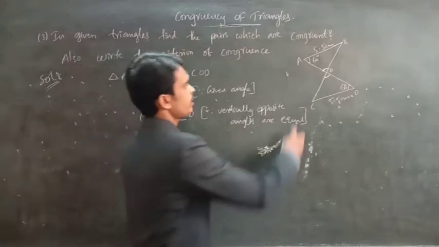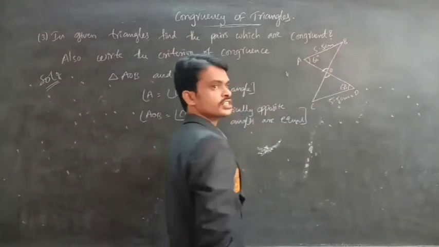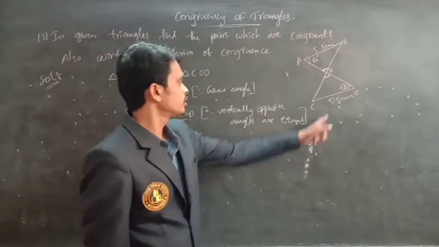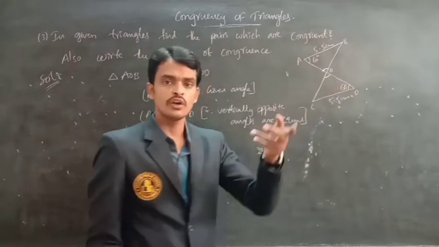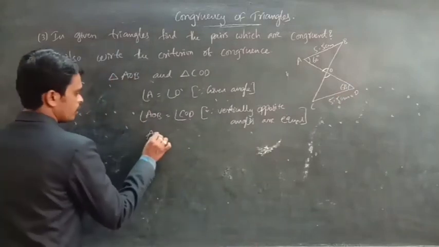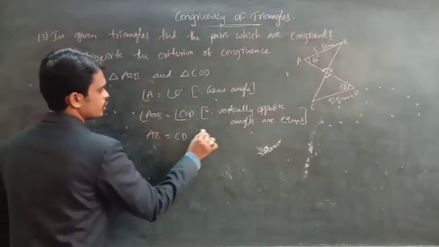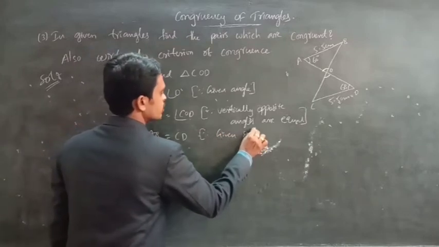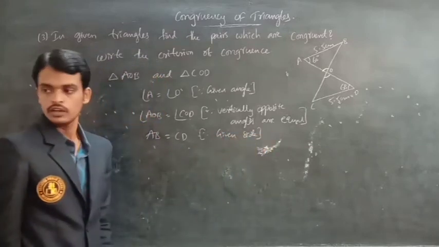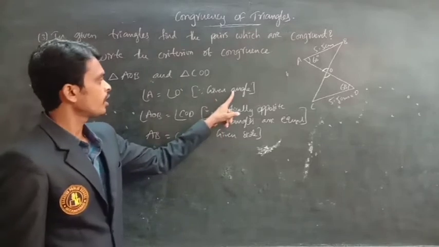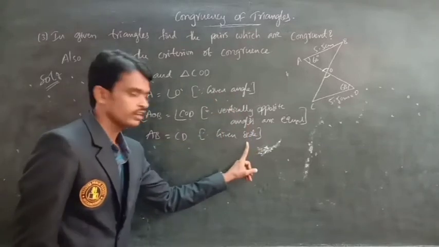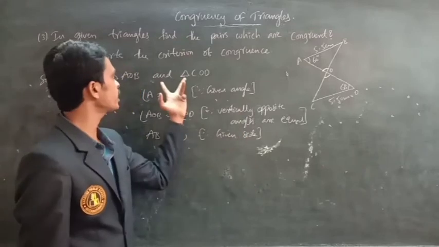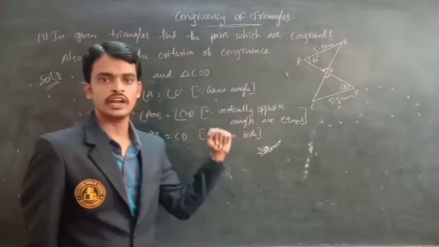And they gave AB as 5.5 centimeters and CD also as 5.5 centimeters. Then these two corresponding sides are also equal. So AB is equal to CD, since it is a given side. So here, angle, angle, side. According to angle angle side, these two triangles are congruent.